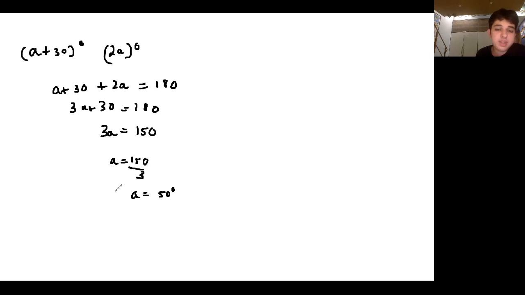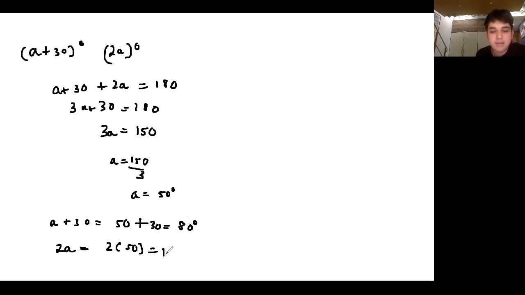But now again, we need to substitute it back into what is given in our question. So here A plus 30 would be 50 plus 30, which would be 80 degrees. And here you'd have 2A, which becomes 2 into 50, which would become 100 degrees. And so 100 plus 80 would give me 180. And so therefore they are supplementary. And this would be your answer. Okay, so that would be supplementary and complementary angles.